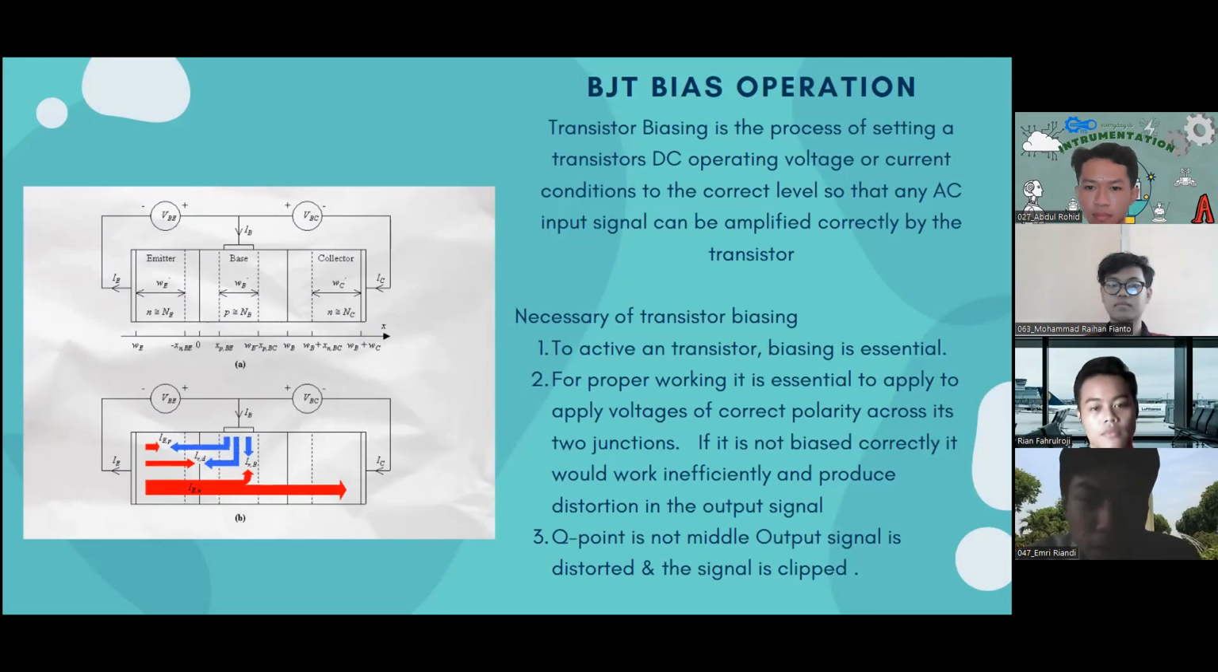Necessity of transistor biasing. The first point is that transistor biasing is essential to activate the transistor. Second, for proper working, it is essential to apply voltages of correct polarity across its two junctions. If it is not biased correctly, it would work inefficiently and produce distortion in the output signal. Third, the key point is that without proper biasing the output signal is distorted and the signal is flipped. Next.